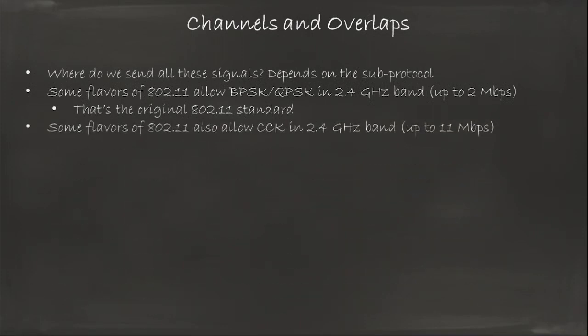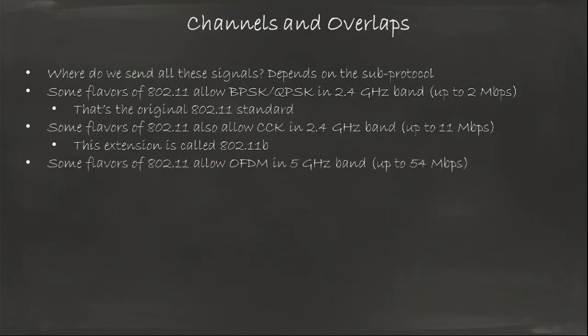Since then, newer flavors came in that allowed you to use CCK in the 2.4 GHz band. And that allows you, as you know, up to 11 megabits per second. This variation is called 802.11b. It came out in 1999, so it's also very old. Notice that these two are only available in the 2.4 GHz band. Now came OFDM, and OFDM, the first iteration, allowed transmissions in the 5 GHz band up to 54 megabits per second with 64 QAM. That was also released in 1999, by the time 802.11b was designed for the 2.4 GHz band. That flavor of OFDM in 5 GHz is called 802.11a.